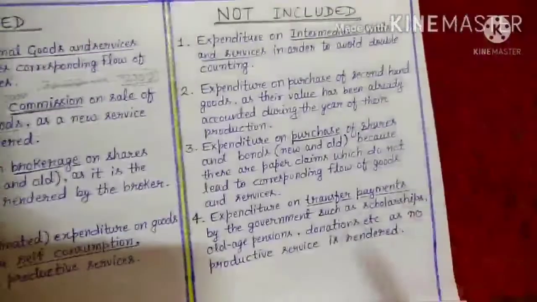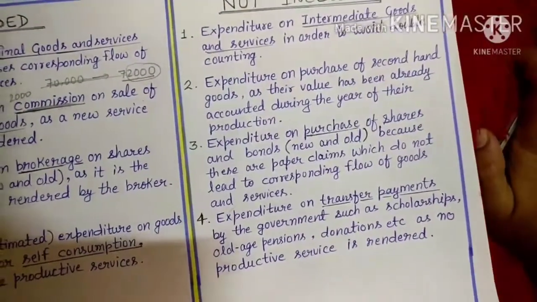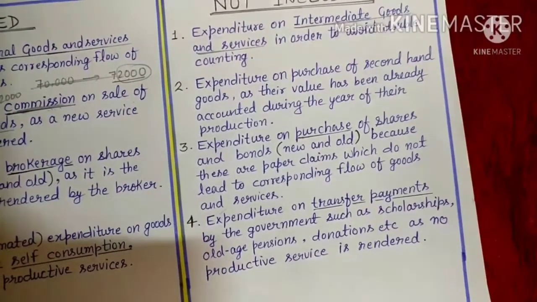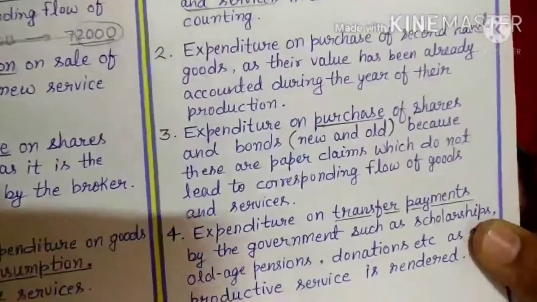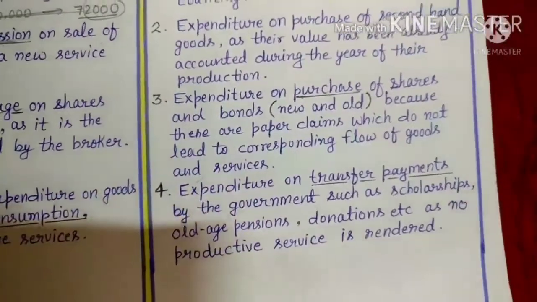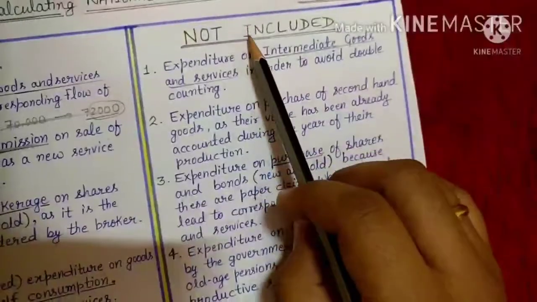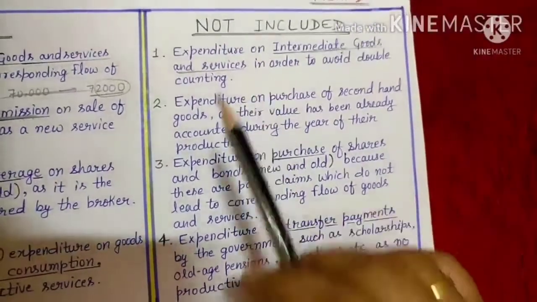Now what will not be included? Expenditure on transfer payments. With the name transfer payment, one word may come to your mind, that is transfer income. Remember, in the previous video we have learned about it. So transfer payments which are made by the government are not included in the national income.